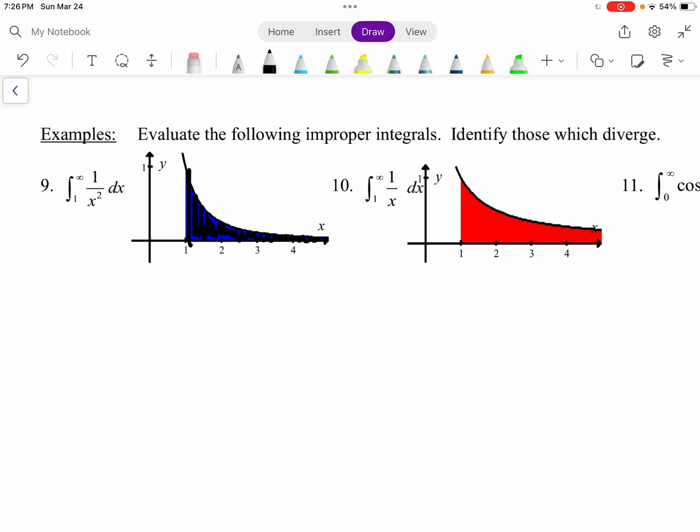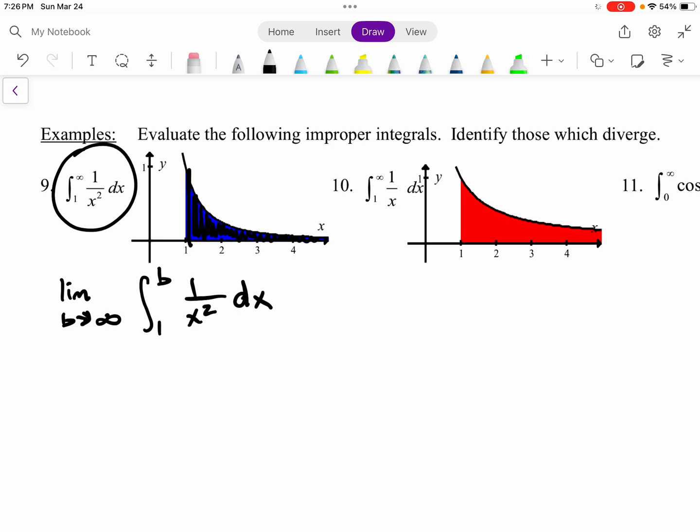So the way we do it is I rewrite this definite integral as the limit as b approaches infinity of the definite integral from 1 to b of 1 over x squared. So all we've done is replace the infinity sign with a b, and out in front we put the limit as b goes to infinity. So we're just saying what happens to the area as b gets bigger and bigger.